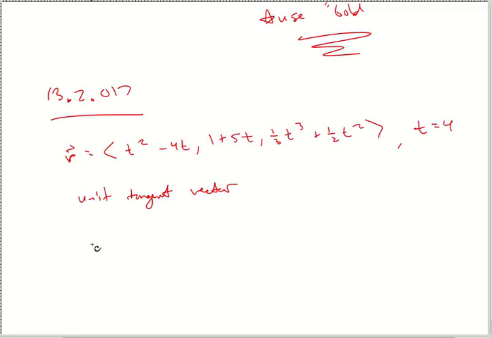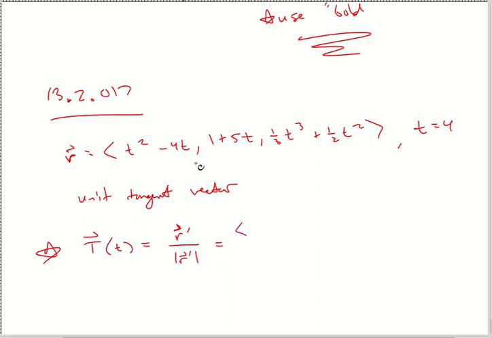Let me give you a formula. It's a capital T of t, equal to r vector prime, r prime, divided by the magnitude of r prime. That's your formula. There you go. So it's actually not too hard. Let me show you how this works. I'm going to take my derivative, and then I'm going to find the magnitude of it.